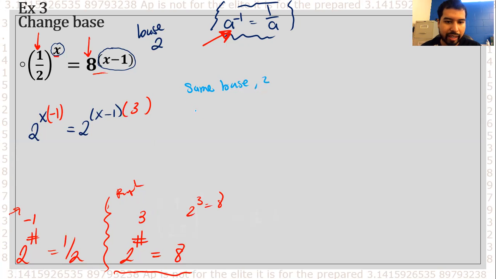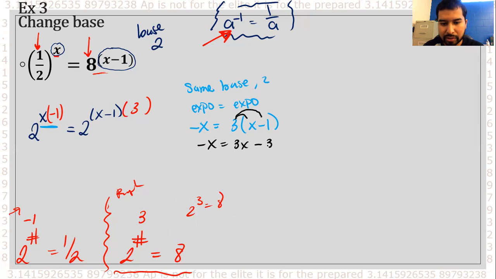So I'm going to get my exponents equal to each other. So I'm going to have negative x, because -1 times x, equals 3 times x minus 1. Okay, from here, all we have to do is solve for it. I'll do it in black. So negative x equals, this 3 distributes to the x, so it gives me 3x. And that 3 also distributes to -1, giving me a -3.